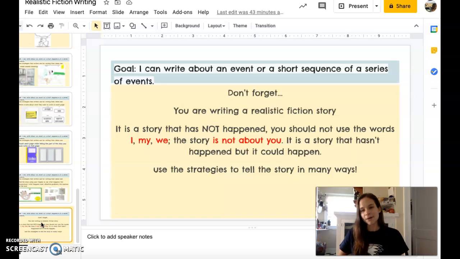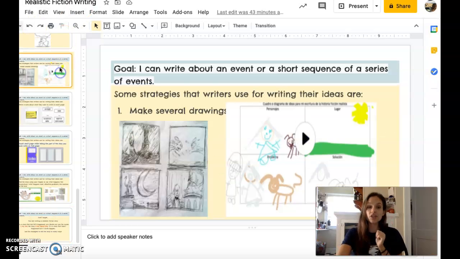Now, I was thinking about this, and at first I thought, I know, I want the second grade students of mine to write it 4 times today using each strategy. And then I thought about it, and I thought, that's probably too much for the first day. So what you're going to do on Seesaw is you're going to pick one strategy. So you could pick the picture strategy, where you draw pictures of the big events in your story.